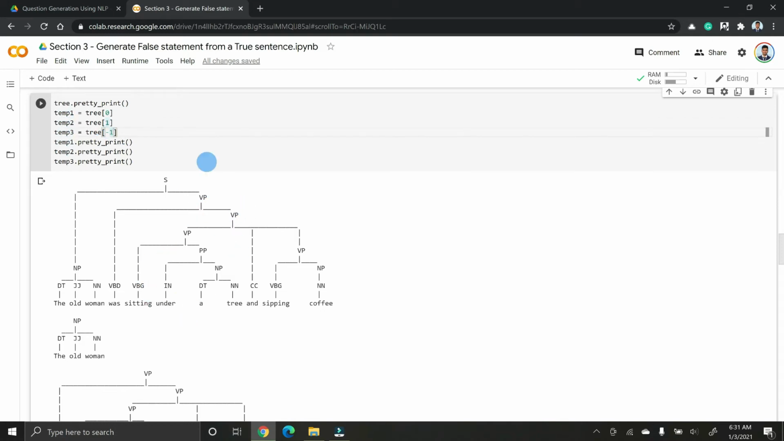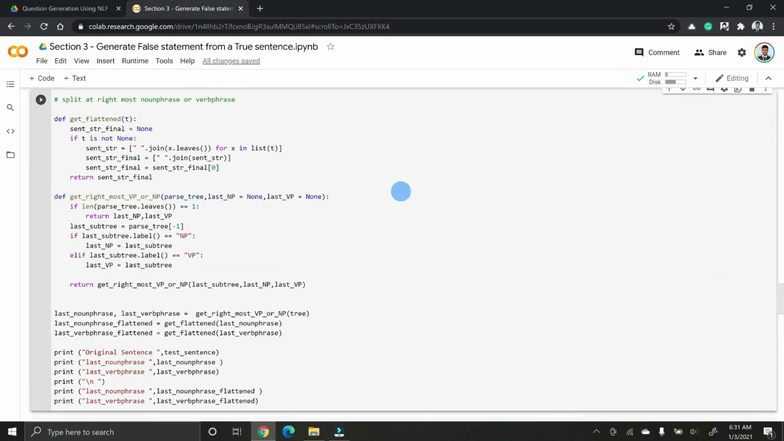Why I am emphasizing this is that later on you will see that S has many sub branches underneath it, and what's important for us is the final element, that is the -1th element, because we are going to take that and find the last verb phrase or noun phrase in that. Now in this section, we are going to take the whole tree that we constructed previously, and we are going to get the rightmost verb phrase or noun phrase of that sentence.